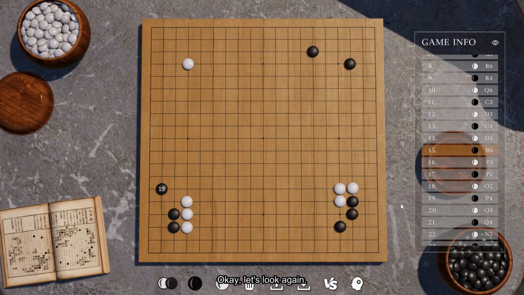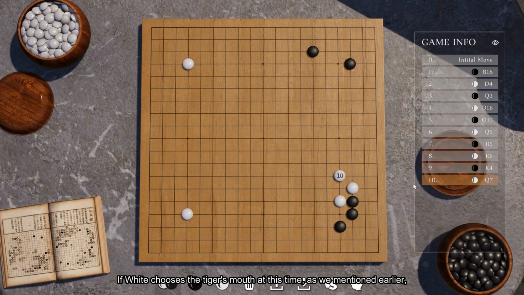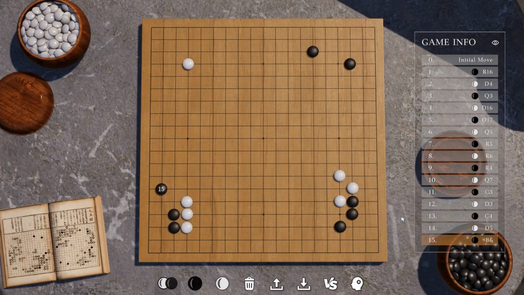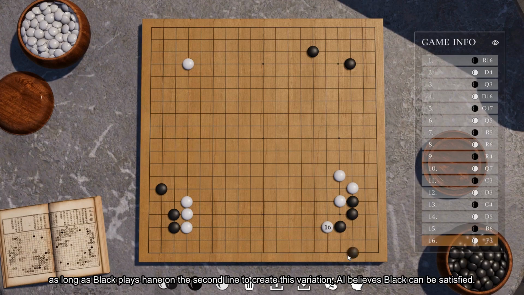Okay, let's look again. If white chooses the tiger's mouth at this time, as we mentioned earlier, playing the tiger's mouth is now quite rare. If white plays the tiger's mouth here, black can comfortably play elsewhere. When white attaches downward, as long as black plays hang on the second line to create this variation, AI believes black can be satisfied.